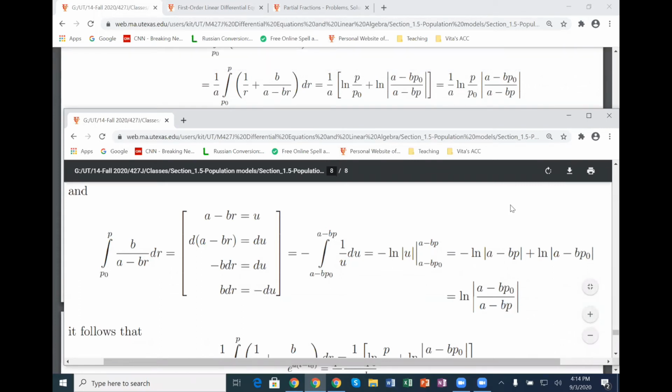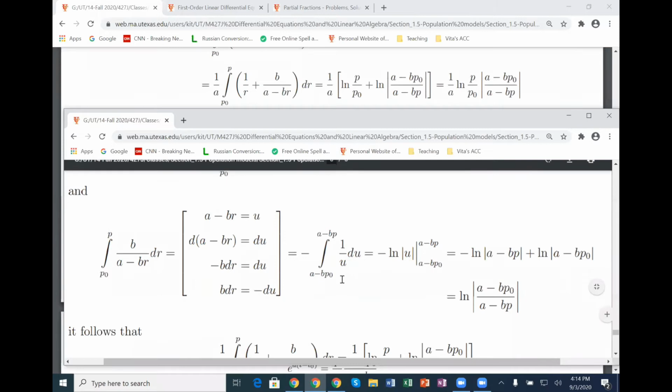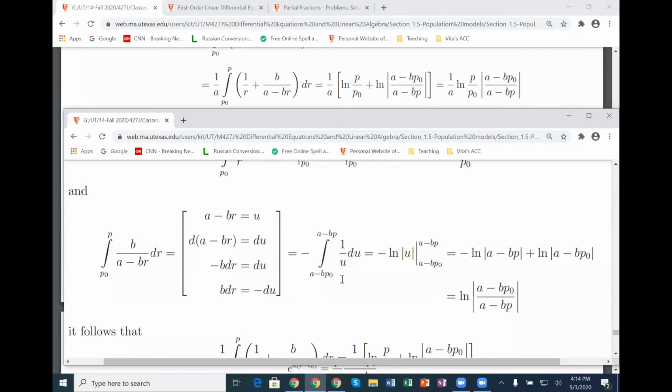Folks, any questions here? How come r becomes p? Well, note that here r is between p0 and p. So if r is from p0, u is from a minus b p0. Was that your question? Mm-hmm.